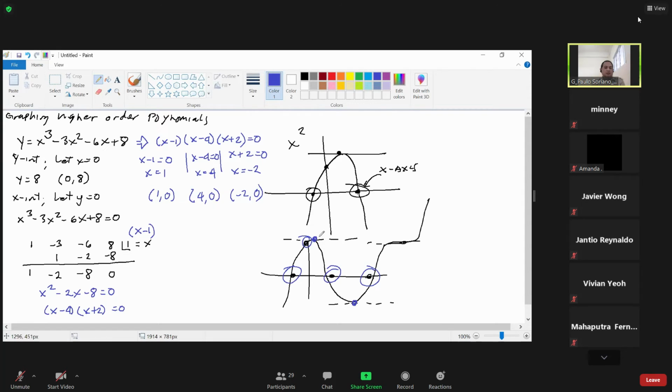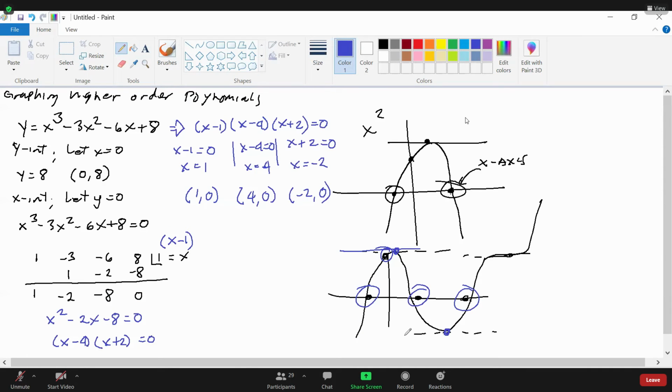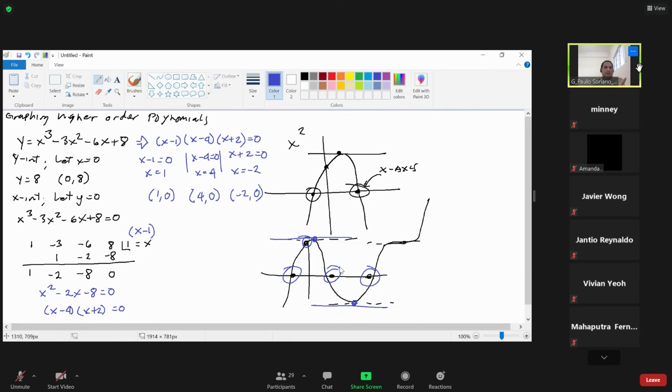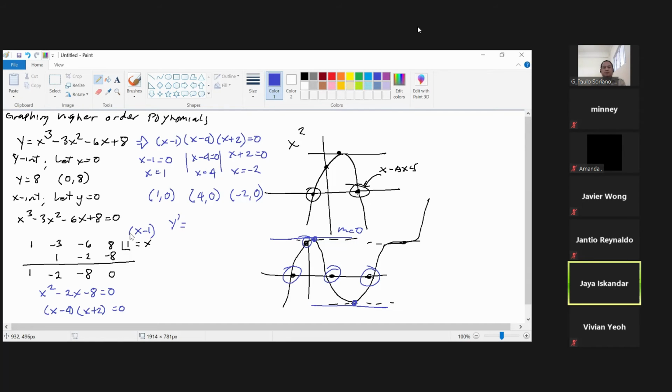Okay, we now use your first derivative. You get your first derivative and then equate it to the gradient equal to 0. So from y, you now get your y prime, or your first derivative. Using your first derivative, what will we get?